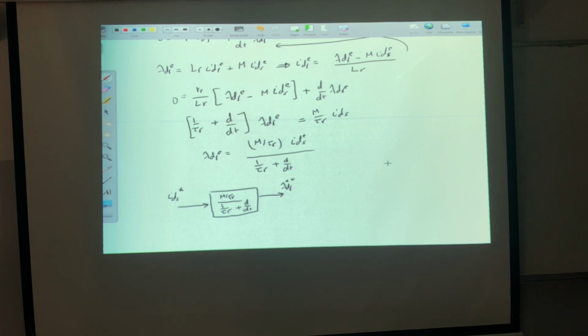Now, do you remember the torque was equal to what? TE was equal to 3 over 2 P over 2 M over LR lambda DR IQSE, correct? So now if I multiply this constant by IQSE, I will get the torque. And this constant here, K, is this constant. So now what's the difference between the two? I control the torque.